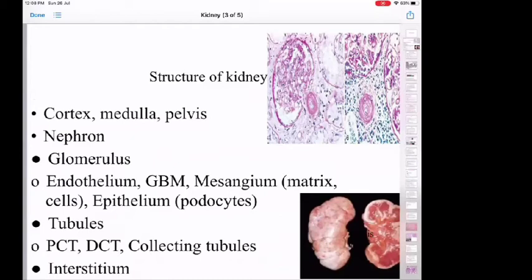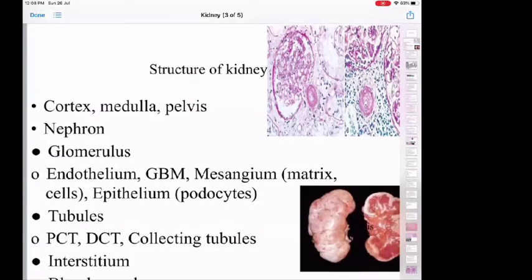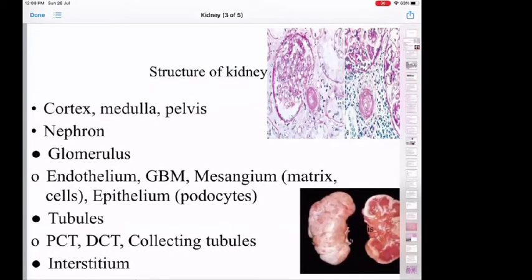So, first of all, the structure of kidney. On your screen, on the right side, you see a gross structure and a histological structure. In gross structure, you will see the right and left kidney. The parts of the kidney grossly are cortex, medulla, and pelvis. Histologically, there are nephrons. Nephron is the structural unit of kidney. You already know, in nephrons we have a glomerulus.